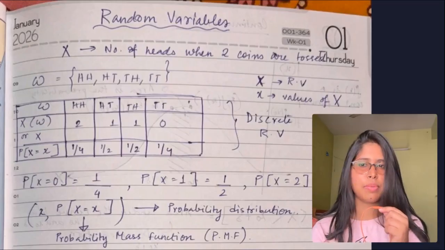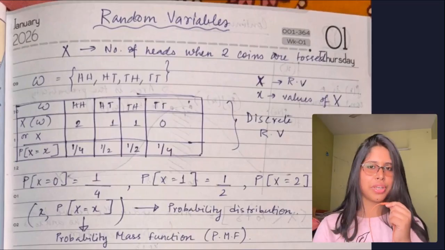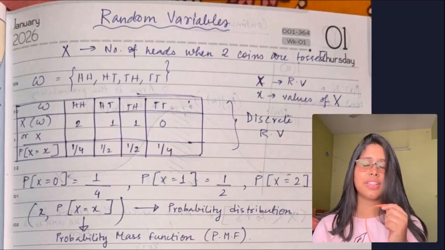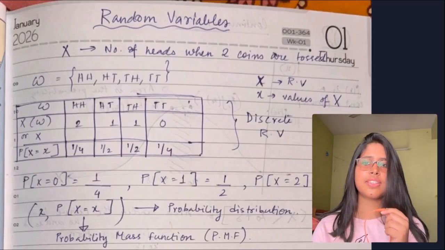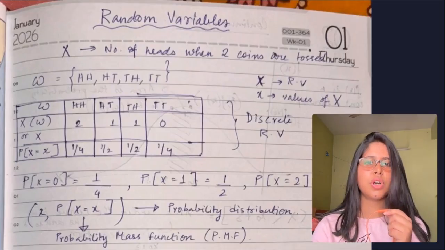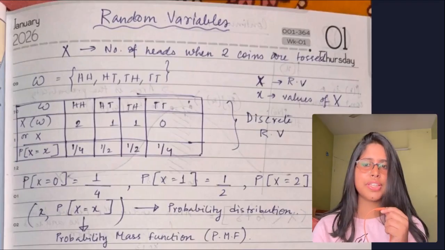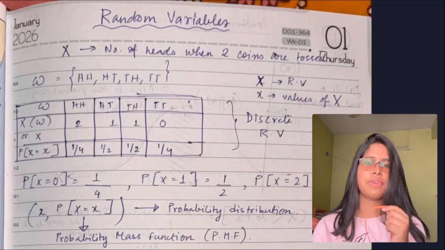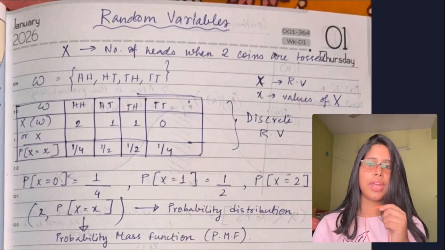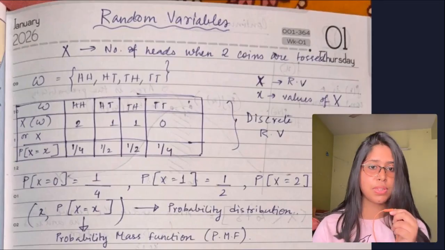Let's start with an example. Suppose we flip two coins. The possible outcomes are what? Written as the omega: HH, HT, TH, and TT. Now let us define a random variable X as the number of heads we get. So for omega, what are the values of X? 2, 1, 1, and 0. Alright, so X takes values 0, 1, or 2 depending on the outcome. This is a discrete random variable because it only takes specific countable values.